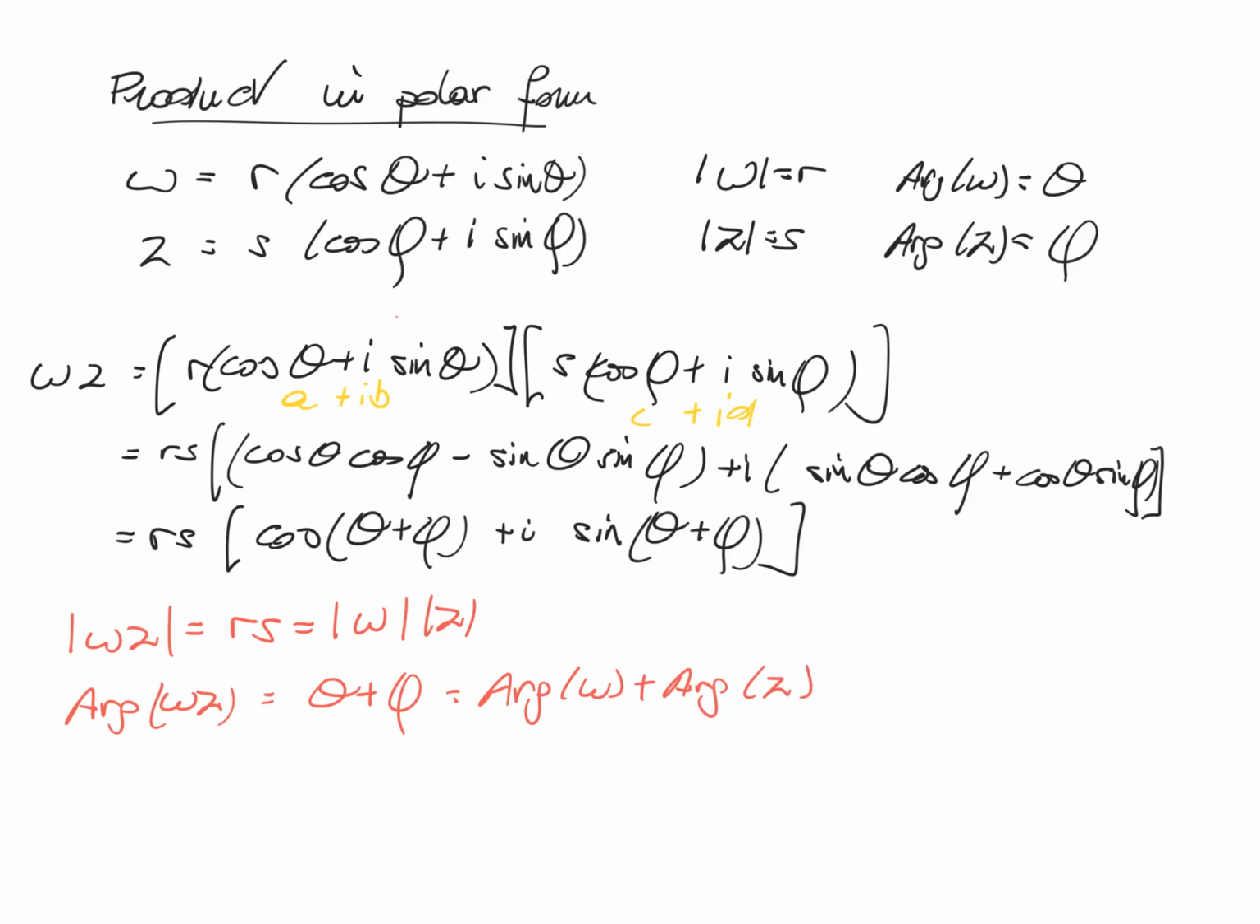What we thus see in polar form is that the modulus of the product is the product of the moduli, so we just multiply those with each other, and the argument, so the angle in the complex number for the product, is just the sum of the separate angles. So it's the sum of the angle corresponding to w plus the angle corresponding to z. And this property also holds more generally.